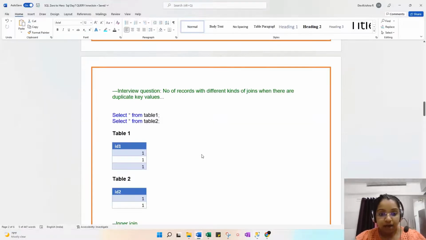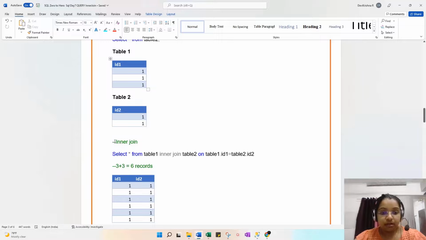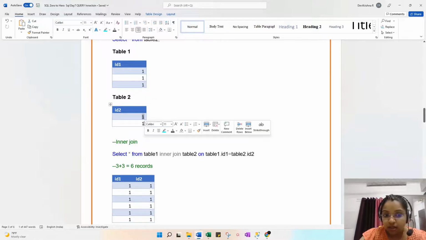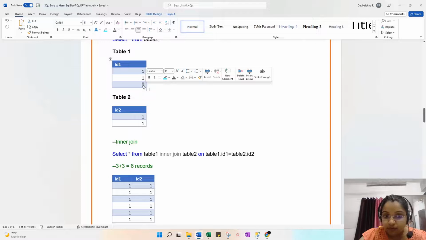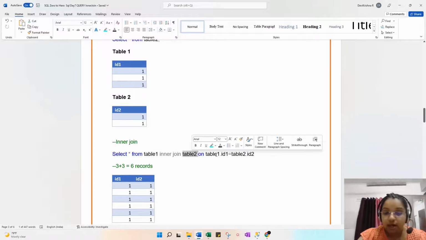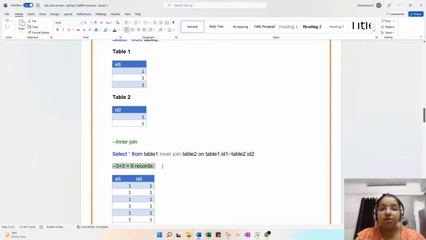I will tell you how to find the inner join. In the inner join, one ID matches with this ID, and one ID is matched with the second row. Moving on, this one is matched with this one and this one. That means a total of six rows are available. So select star from table 1 inner join table 2 on table 1 dot id equal to table 2 dot id. So we get a total of six records.